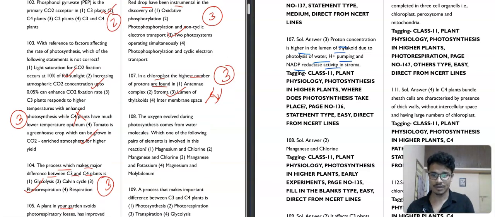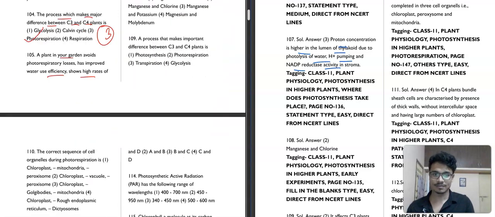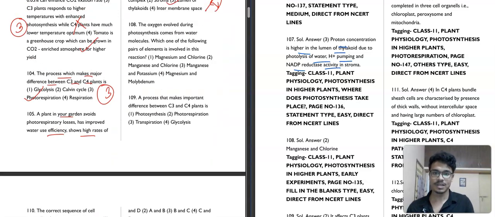Then question number 108. It is saying that the oxygen evolved during photosynthesis comes from water molecule. Which of the following pairs of elements is involved in this reaction: magnesium and chlorine, manganese and chlorine, manganese and potassium, magnesium and molybdenum. If you see the reaction, you will see manganese and chlorine is being used. So second option will be our correct answer.